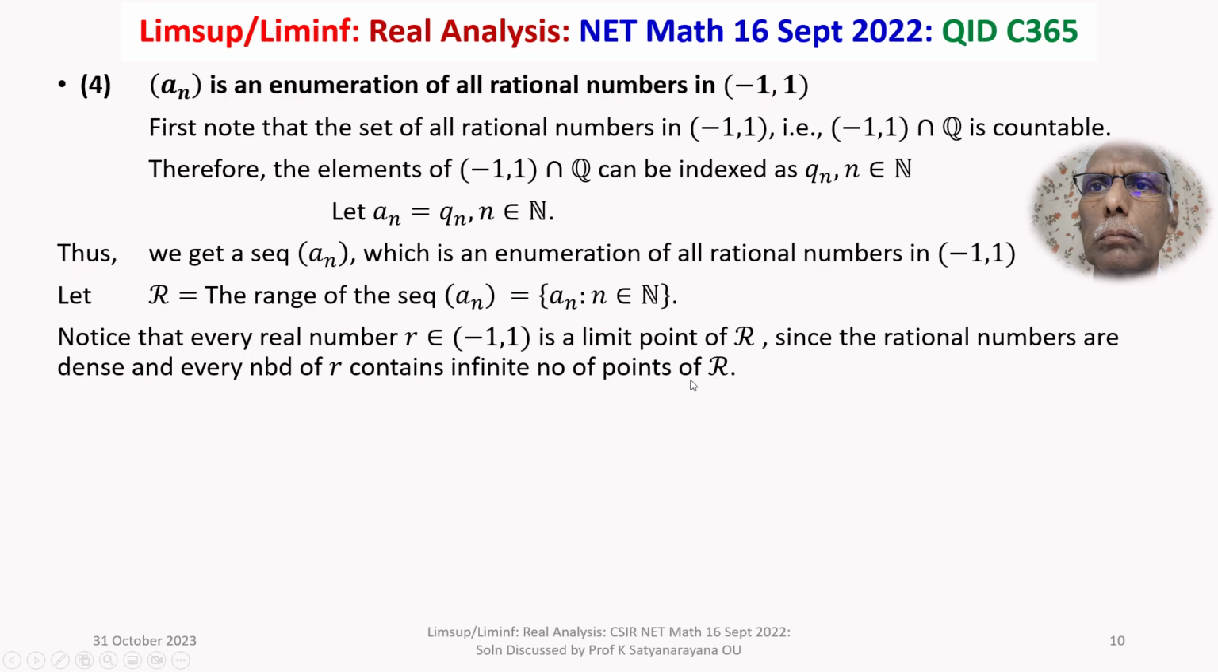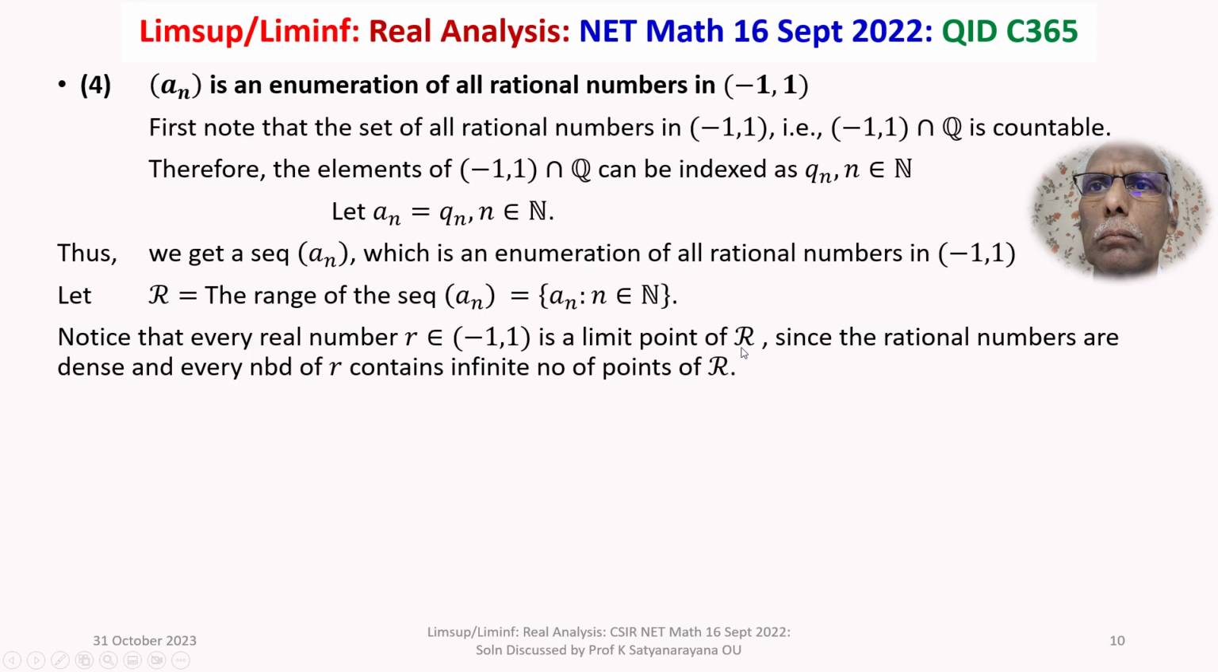Why an infinite number of points of R? Because the rational numbers are dense in -1 to +1 intersection Q. That's why every real number r that belongs to the open interval -1 to +1 is a limit point of R. Further, 1 is also a limit point, because every neighborhood of 1, some portion, that is the half of the portion to the left, will lie in -1 to +1 intersection Q, that is in R.